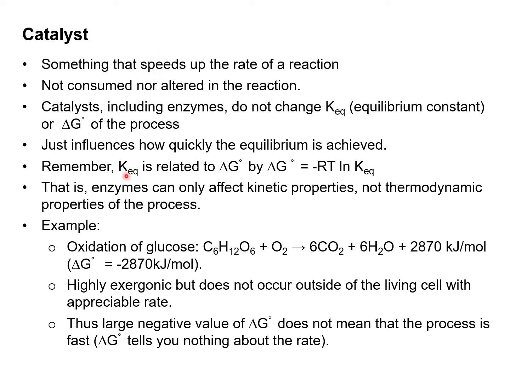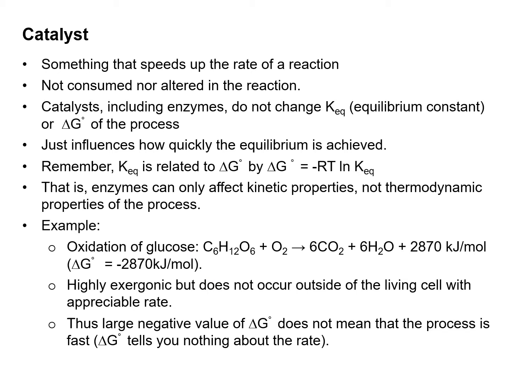And remember, Keq is related to delta G naught by this equation that we've already learned in thermodynamics. That means that enzymes can only affect the kinetic properties, but not the thermodynamic properties of the process. Again, catalysts do not change the Keq or the delta G naught. An example will be the oxidation of glucose, where you can see the reaction here is a highly exergonic process. You can see a lot of energy is generated from this reaction, which means that the delta G naught, the Gibbs free energy, is highly negative.